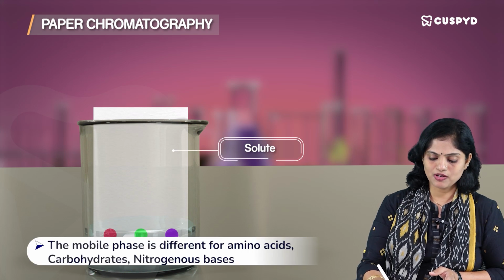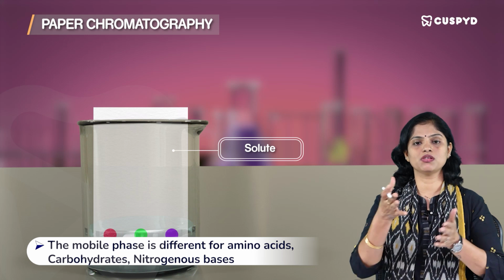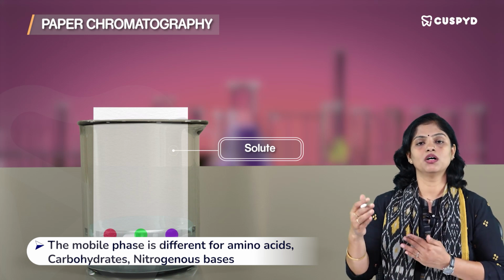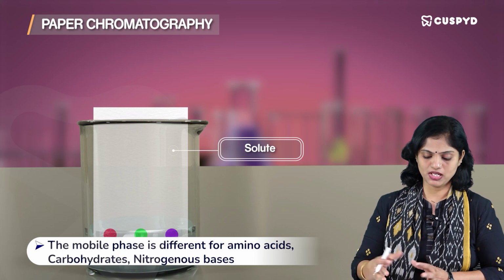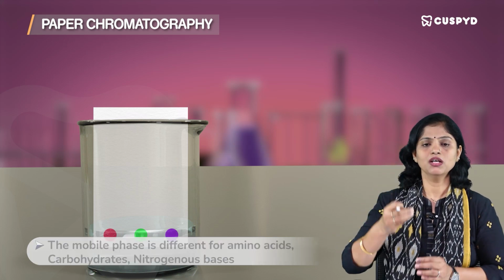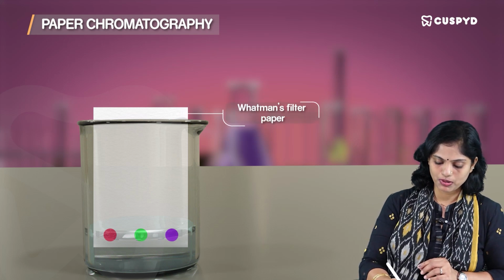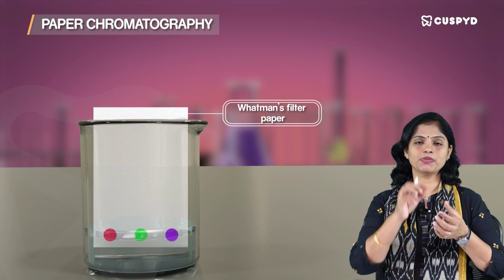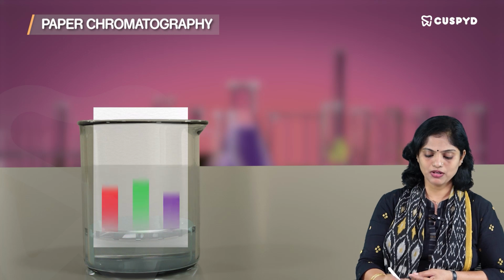The mobile phase differs depending upon what you are separating. You will have a different mobile phase for amino acids, a different mobile phase for carbohydrates, and a different mobile phase for bases, nitrogenous bases. You select a mobile phase in which your compound can get separated. Basically, the kind of paper we take is called a Whatman filter paper. A Whatman filter paper is taken, you put your sample and allow it to run using capillary force.